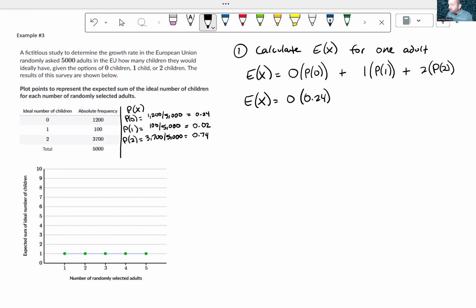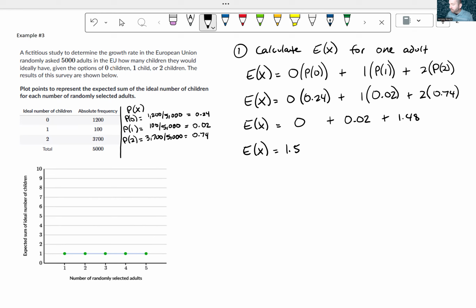0 times 0.24, 1 times 0.02, 2 times 0.74. And this becomes 0 plus 0.02 plus 1.48. So the expected value of 1 adult is 1.5. So you can't really have 1.5 kids, but that's the expected value. Okay, now we're going to complete the table for these different values.